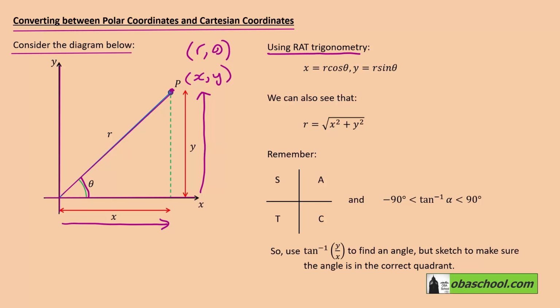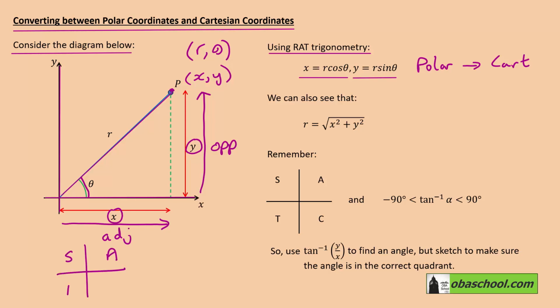Using ordinary right-angled triangle trigonometry, since y is the opposite and x is the adjacent, we can state that x is equal to r cos θ and that y is equal to r sin θ. And when converting in this direction, so that's going from polar to Cartesian, there's no need to worry about the angles. It will work wherever we are around the four quadrants.